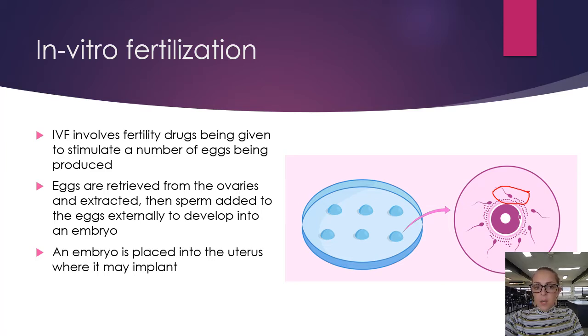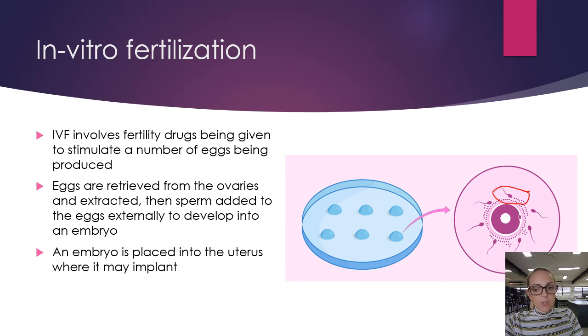Now, this is good for couples who might have issues with falling pregnant the natural way, where the mother's egg can still be used, the father's sperm can still be used. So this embryo is completely genetically linked to the parents, but the embryo then gets implanted back into the natural mother to develop as a normal pregnancy would.